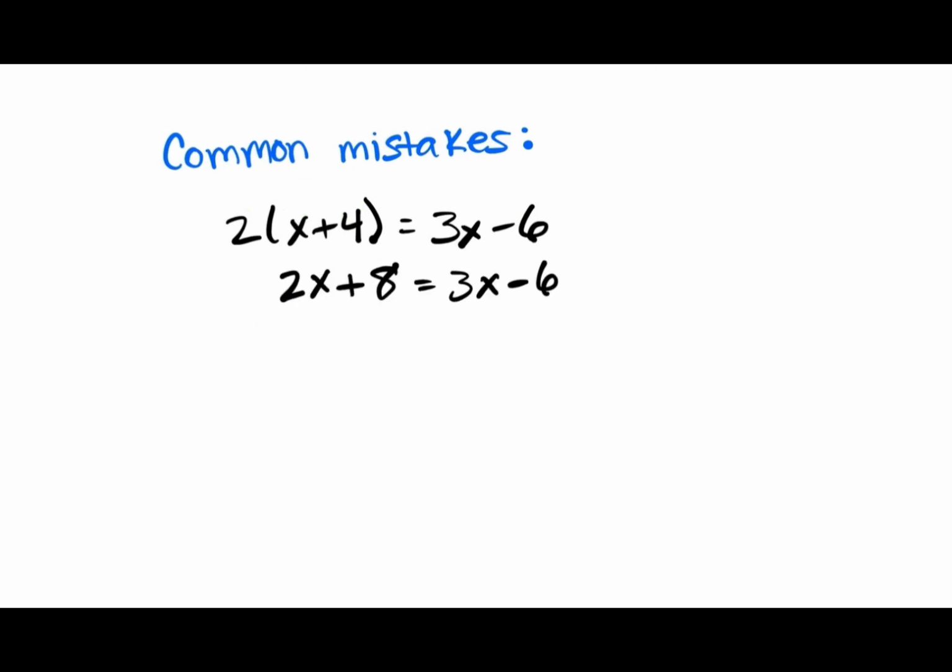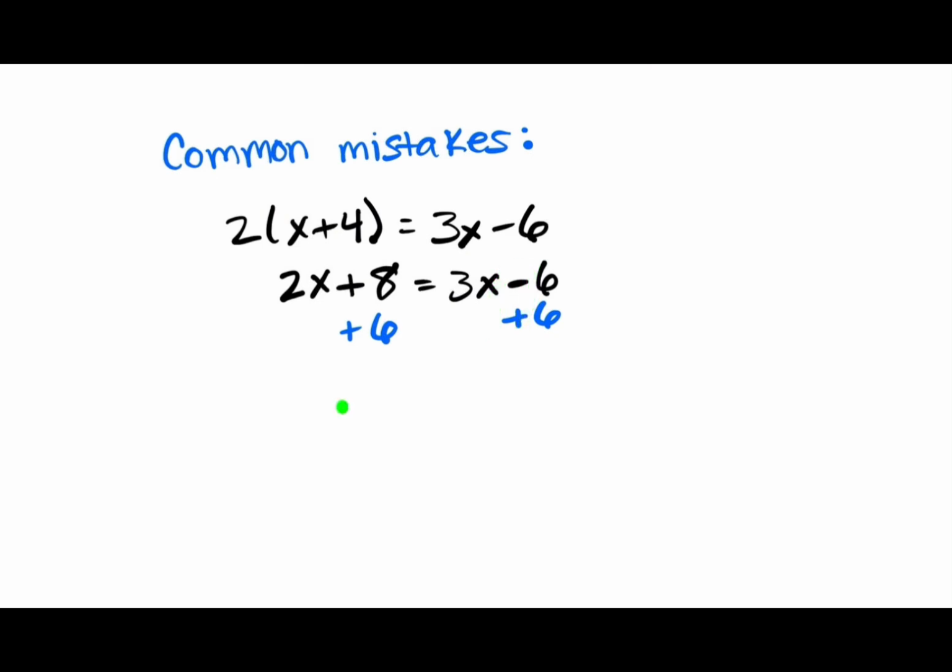Our second mistake is that sometimes students move terms without changing signs. Right here we have a minus 6. If you want to move this minus 6 to the left-hand side of the equation, that is okay. But what you need to do is change the sign and add 6 to both sides of the equation. So changing this sign when you move your term from one side to the other, sometimes students miss switching the signs.